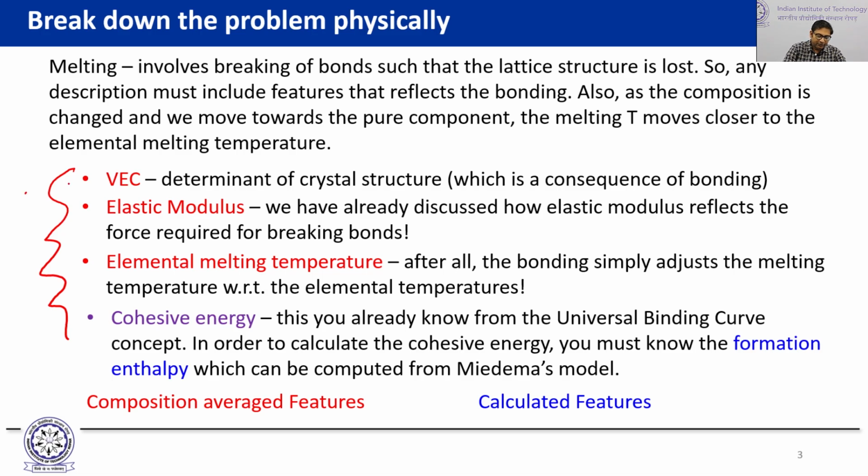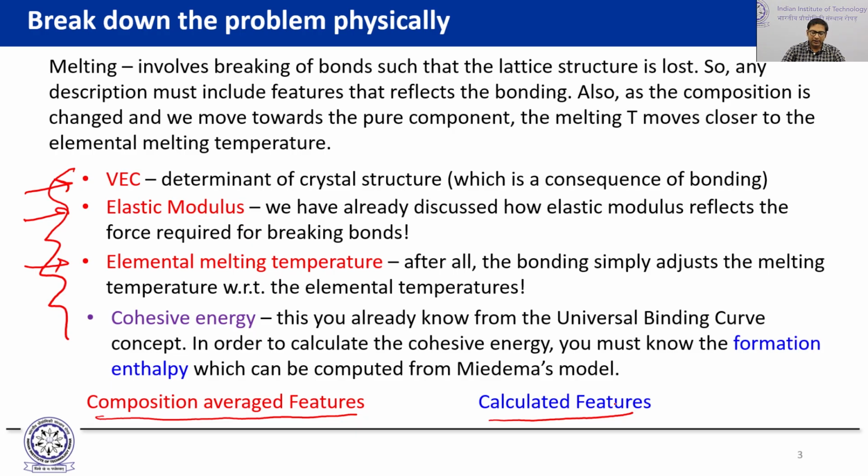Now the ones that I have mentioned over here in red, this is what you can take as composition average values, and whatever I have put in blue, those are the calculated features. The cohesive energy of the alloy itself is actually a combination of composition weighting and calculation, which is why I have put that in purple.